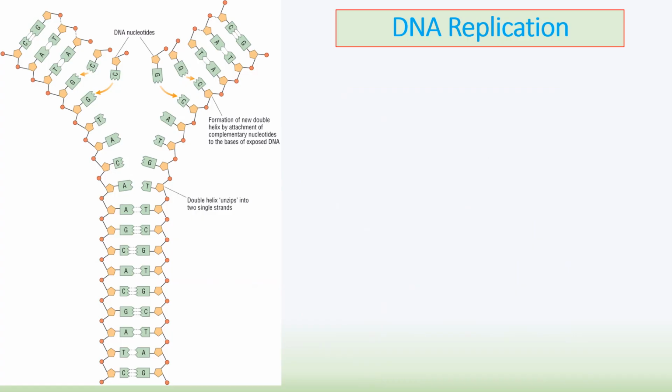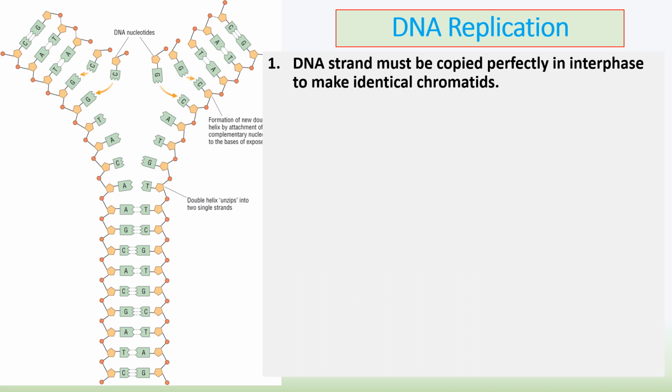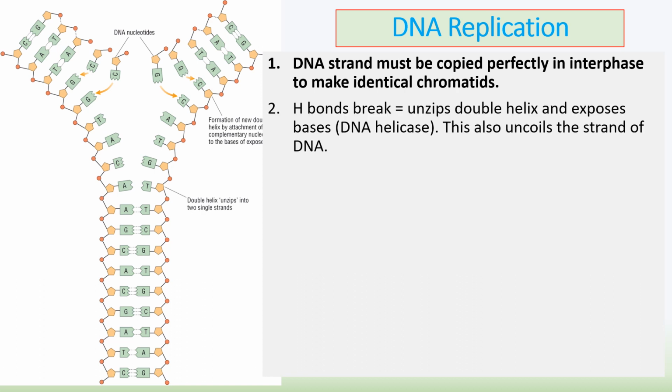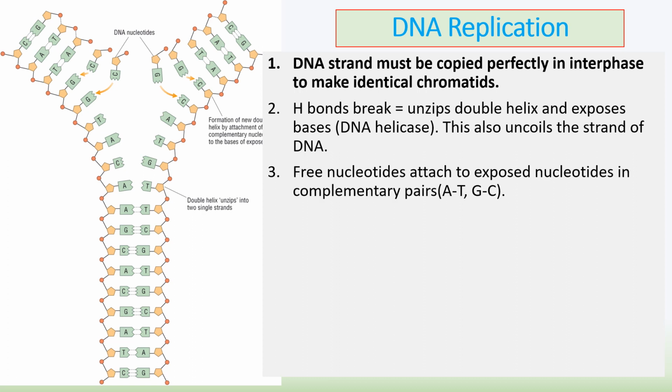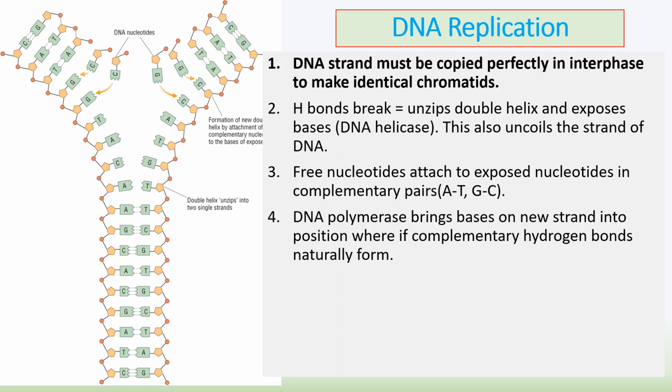So how does DNA replicate, and what are the key stages? Well, we've already gone through that with one slide, but let's just have another quick look. The DNA must be copied in interphase. The hydrogen bonds have to unzip using helicase. The nucleotides attach, using the complementary base pairing rule. The DNA polymerase joins the new strands together.